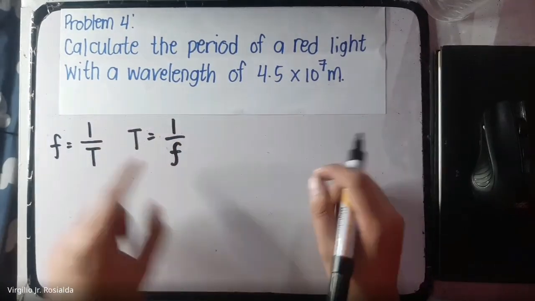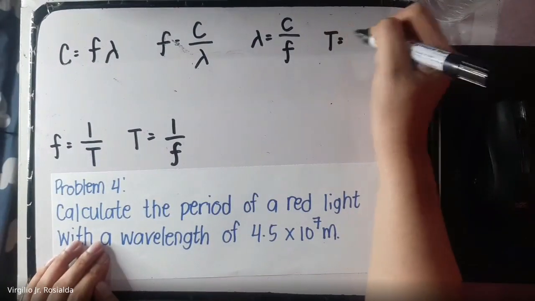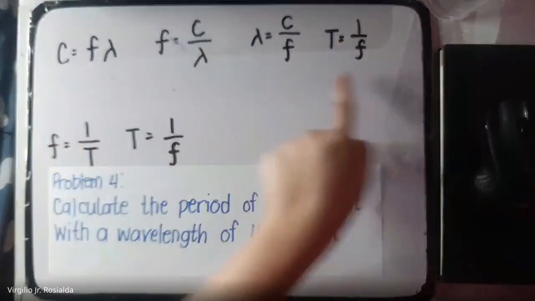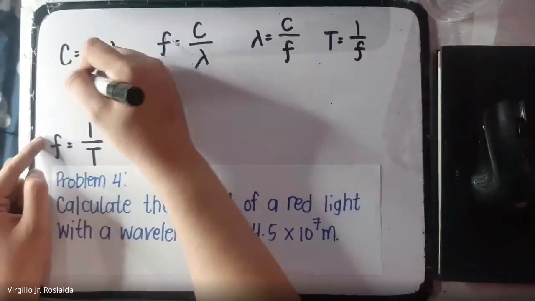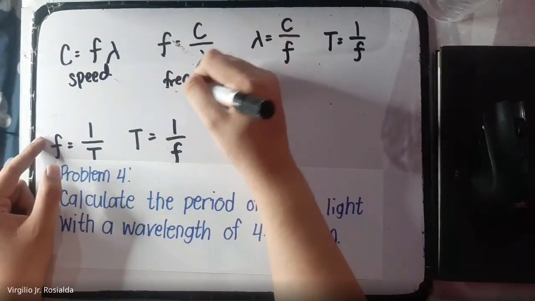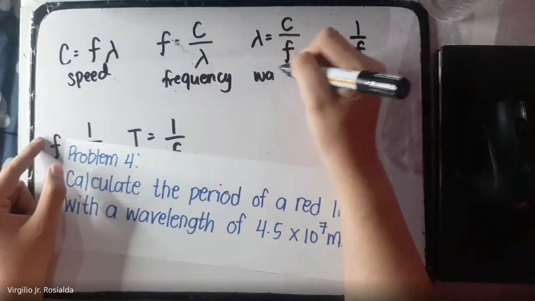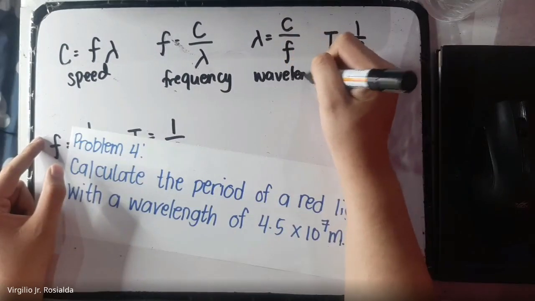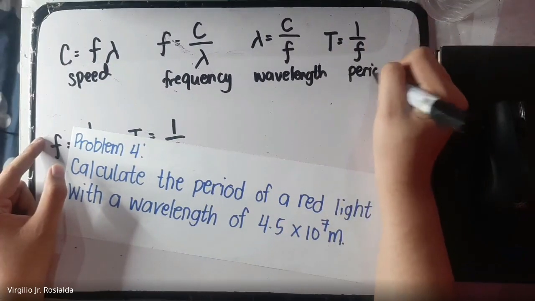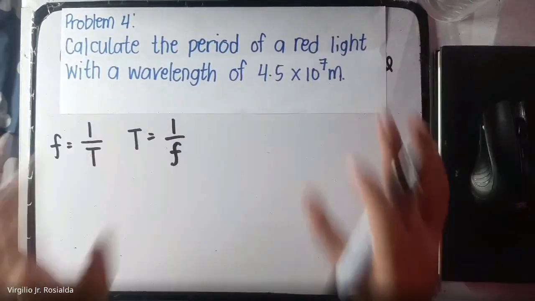So, we will use this one. Another formula for the period is equal to 1 over F. Okay. Sana sinusulat mo yung formula na ito. This one is for the speed. This one is for the frequency. Teka, lagyan ko lang. This one is for the wavelength. Pag nawawala ang wavelength, ito ang gagamiting formula. And this one kapag nawawala ang period natin. Okay? So, there. Tago na ulit natin sila.